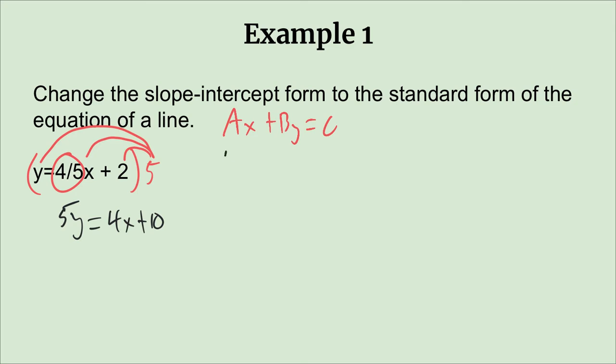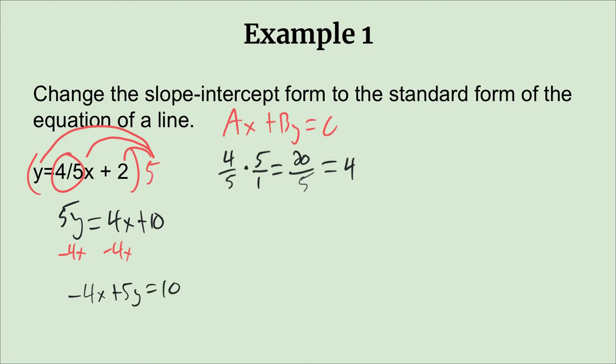Remember, 4/5 times 5, that's like 4/5 over 5 times 1. Multiply straight across, you get 20 over 5, and 20 over 5 is 4, which was what we started with. Then we subtract 4x from both sides, and we get -4x plus 5y equals 10.